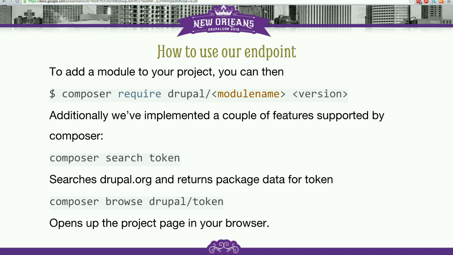One of the things I'd like to point out is that when you're doing a composer require Drupal/module name, that could be the project name or it could be the submodule name. Say you have a project where you need just the rules module, or just the MC API module, which is a mutual credit API. The project is called mutual_credit, but you can require either of those. And in Composer, it's a meta package.